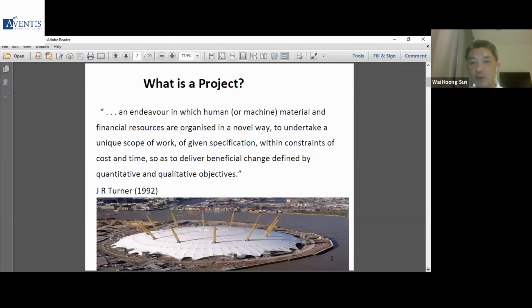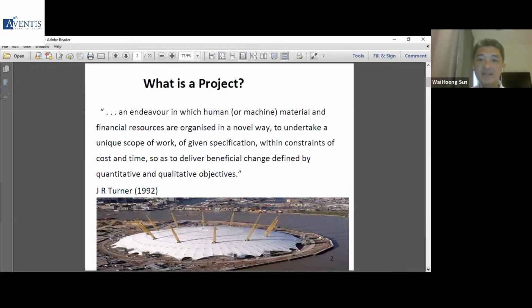So a unique scope of work of given specification, and of course within constraints of cost and time. So you would see this over and over again. A project is something that's new, something that's quite novel. Doesn't need to be completely different from previous projects, but there's something new in it, so you need a project. And given the scope, given the constraints of cost and time. So cost and time and scope. So these are the three most important parameters of a project: scope, cost, and time.